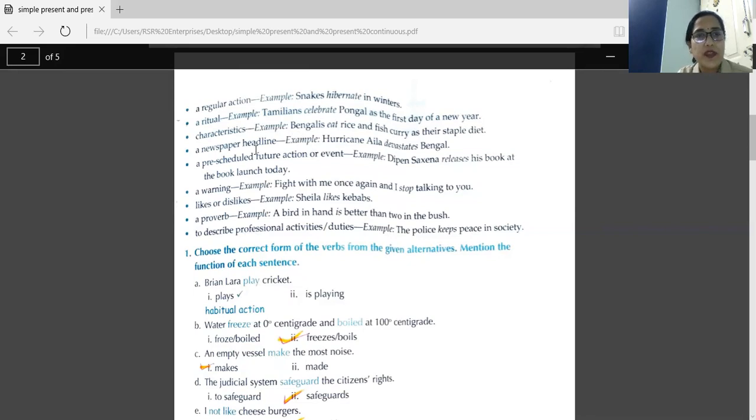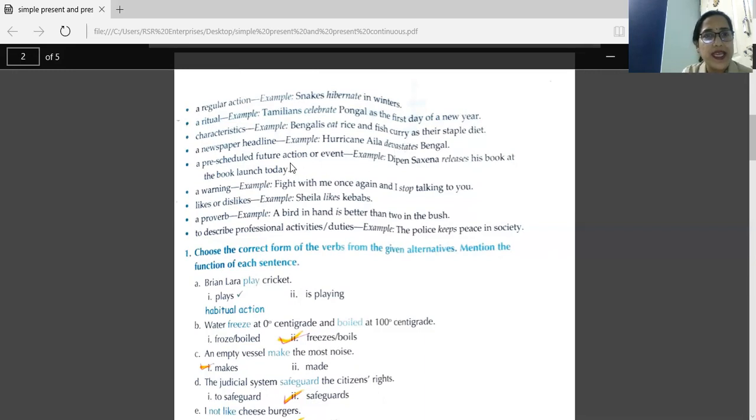Next one, a newspaper headline. So headline in the newspaper, there also we have to use simple present tense. Hurricane Ella devastates Bengal. So this is the news or headline of the newspaper. So there we have devastates. As simple present tense we are using in this condition.